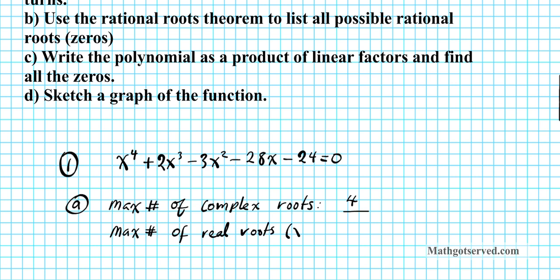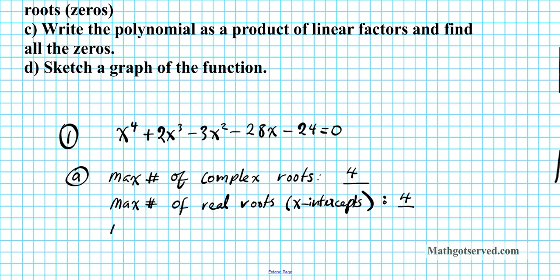Real roots, or you can call them the x-intercepts. What's the maximum number of times a function of this nature can intersect the x-axis? It's exactly the same as the maximum number of complex roots. Okay? This is a case where all the roots are real, but it could be the case that they're all imaginary. But if they're all real roots, then we're going to have 4. So the maximum number of real roots that a function of the 4th degree can have is 4. All right?